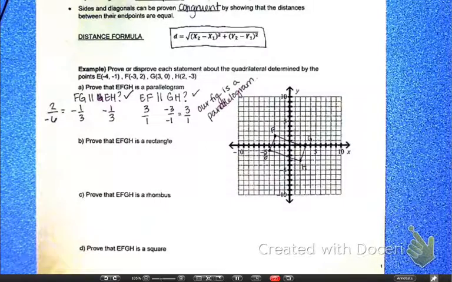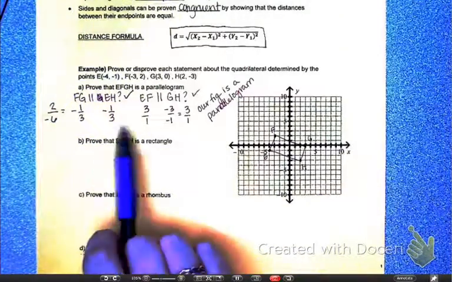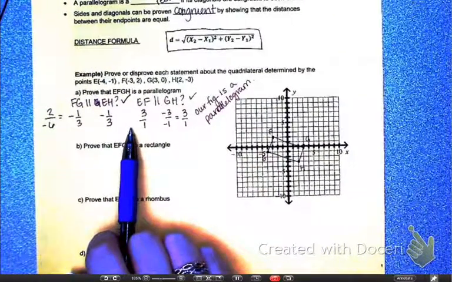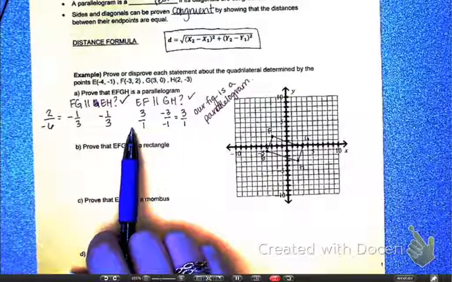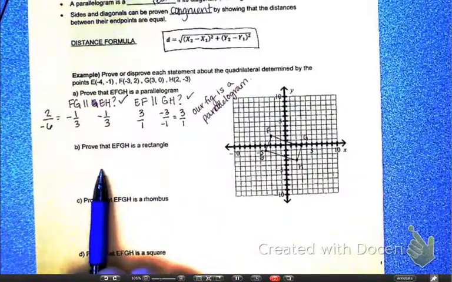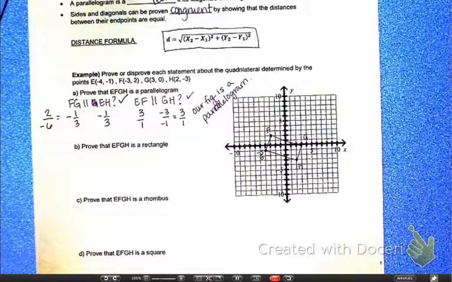Now, if we want to prove it's a rectangle, there's two pieces of information that you had on your quiz that we've talked about before to show something's a rectangle. What's the first thing you need to show? Opposite sides are parallel. You just did that, right? So I don't need you to do it again. You already showed me that it's a parallelogram, so we're good. What's the second piece of information we need? 4 right angles, which means the consecutive sides are perpendicular.